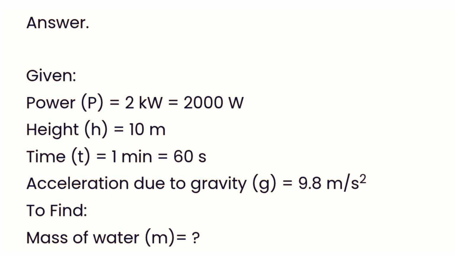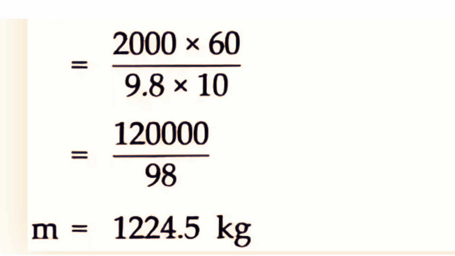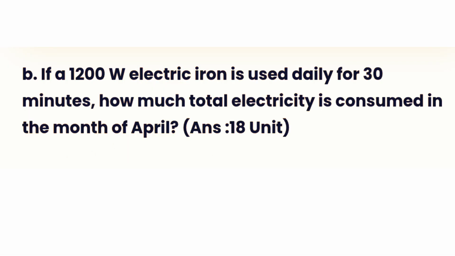Height h equals 10 meters. Time t equals 1 minute equals 60 s. Acceleration due to gravity g equals 9.8 meters per second squared. To find mass of water, m. Formula: P equals mgh over t. Solution: m equals Pt over gh. m equals 1224.5 kg.